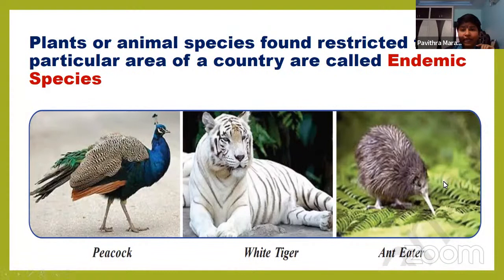Here you are observing the endemic species. Endemic species means they are found only in a particular area, especially in a particular region. Peacock is only observed in India and Sri Lanka. White tiger is only observed in the Asian continent. Kiwi or anteater is only observed in New Zealand. Endemic means they live in a particular place of the country or a particular place across the globe.